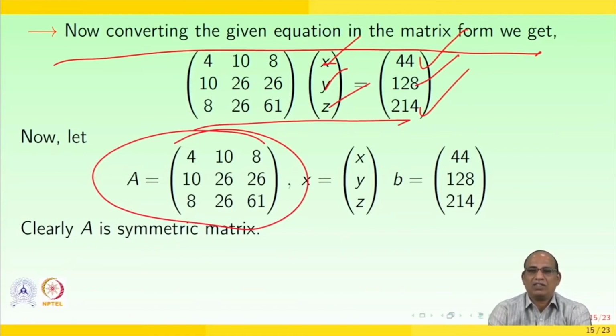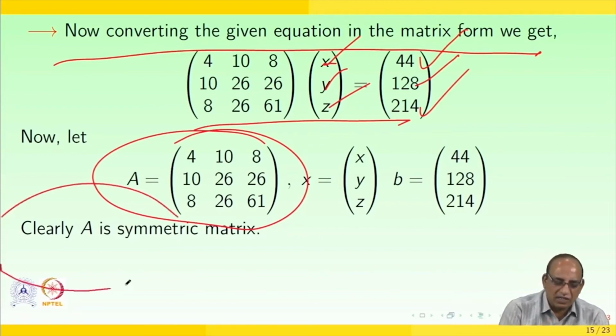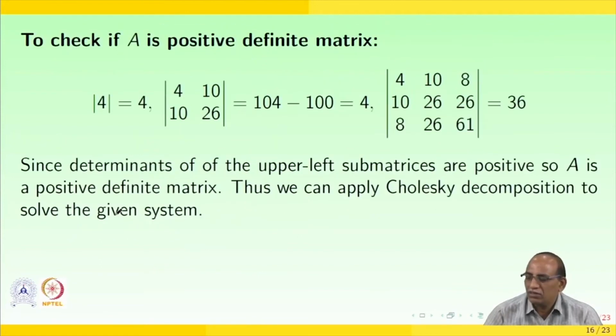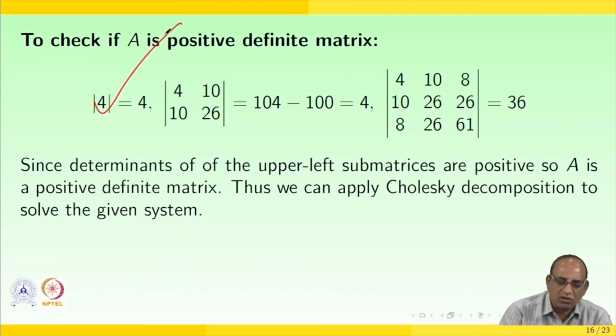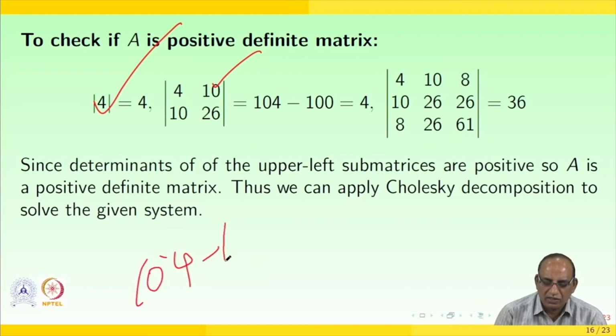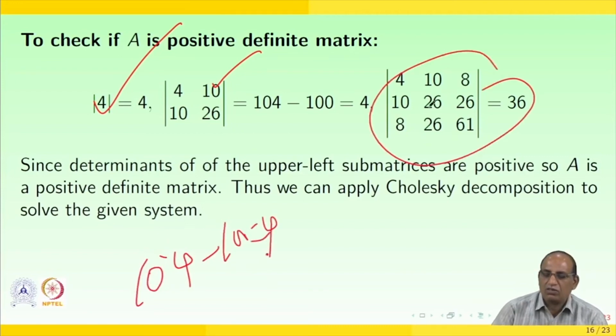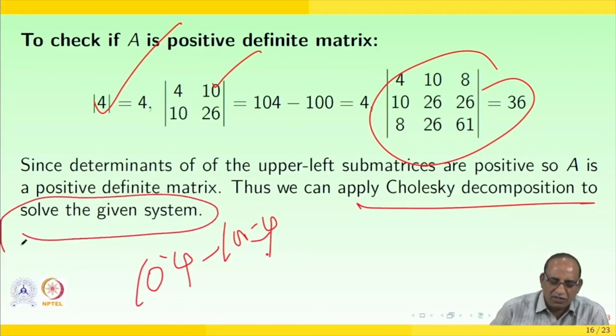So x is (x, y, z) and the matrix B is equal to (44, 128, 214). We know that clearly A is a symmetric matrix. Then A is a positive definite matrix, since the determinants of the upper left submatrices are positive: the first is 4, the next is 24 into 104 minus 100, that is 4, and here also it turns out to be 36. So A is a positive definite matrix. Thus we can apply Cholesky decomposition of this matrix and solve.